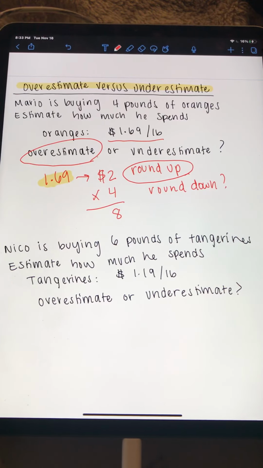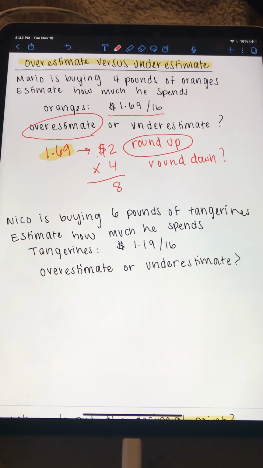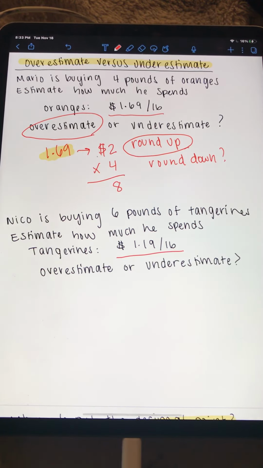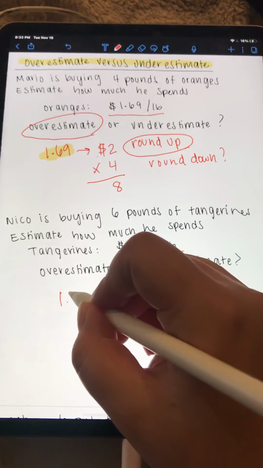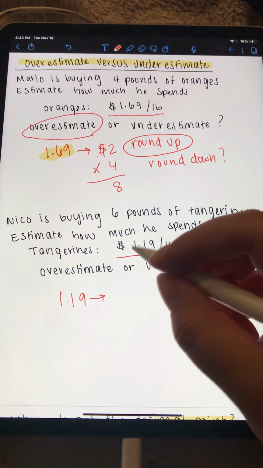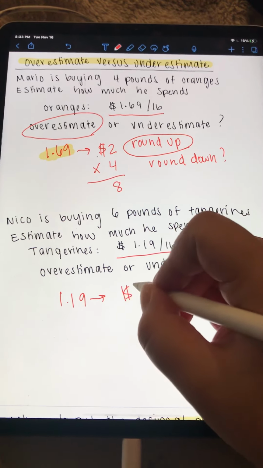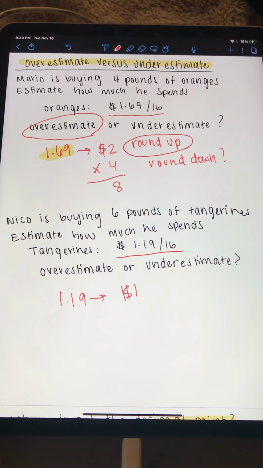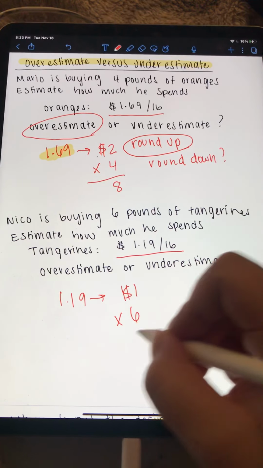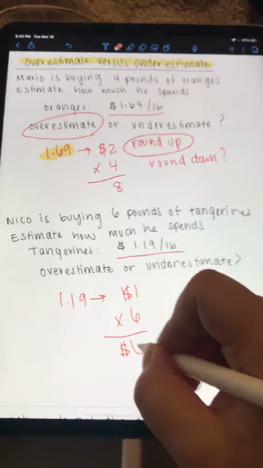Okay. So now let's look at this other one. Nico is buying 6 pounds of tangerines. Estimate how much he spends. And again, a tangerine in this case is $1.19 per pound, okay? So again, let's round $1.19 to the nearest dollar. And in order to do that, we're gonna round down, right? Because $1.19, we're gonna round down to a single dollar, because that's what it's closest to. And now we're going to multiply by 6, because it's 6 pounds he's buying, and we get $6, okay?